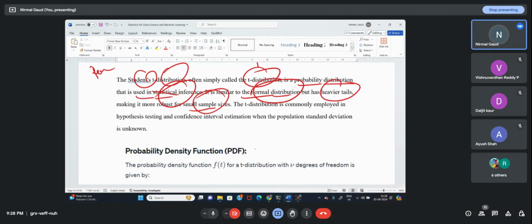The T distribution is applied commonly in hypothesis testing and confidence intervals. We'll study what hypothesis testing is. Hypothesis testing is for proving a statement. This is where hypothesis testing is applied. So this is student T.